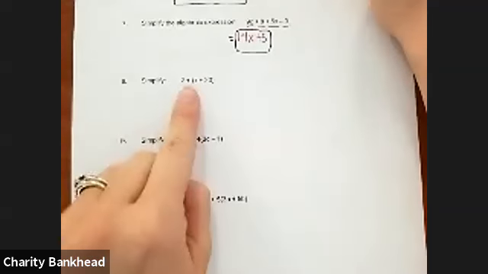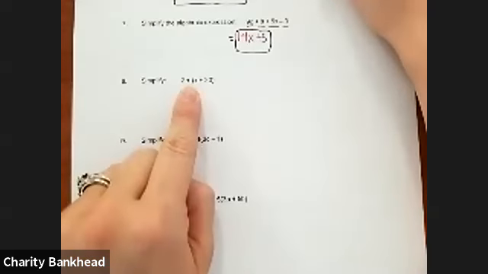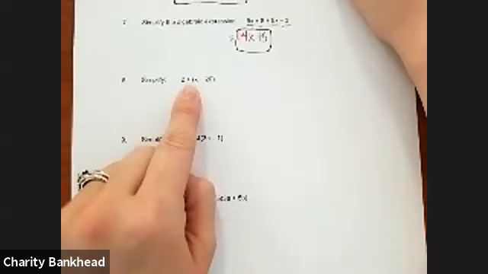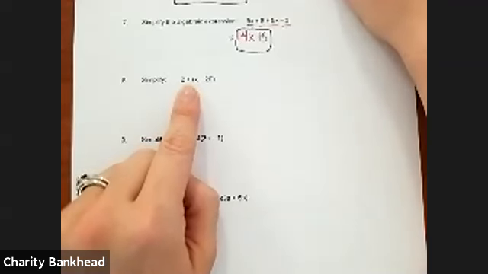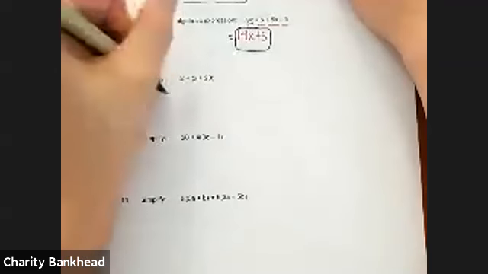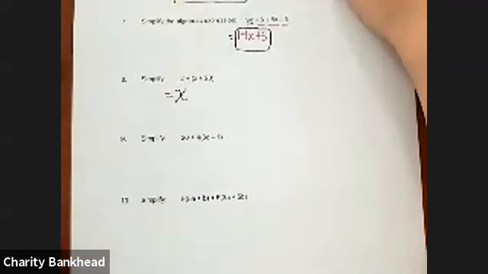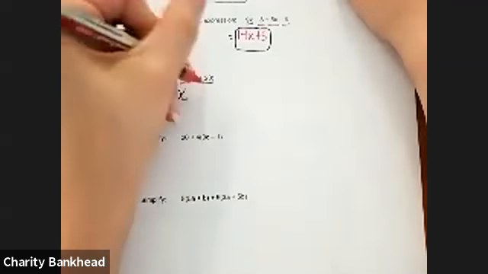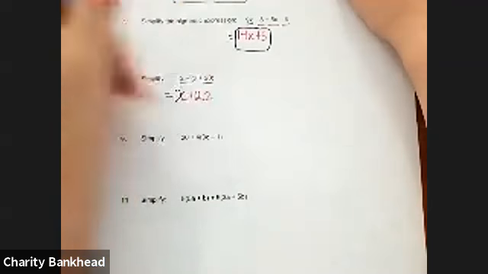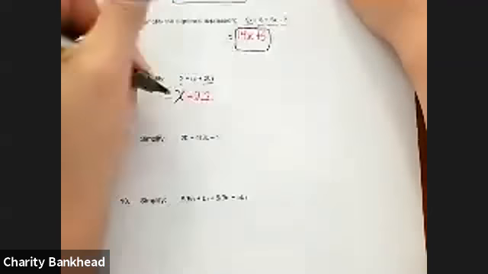Number 8. In this case, there's really nothing I need to distribute. So those parentheses, I'm just going to ignore them. So it's really just 2 plus x plus 20. So I'm just going to bring down the x, and then I'm going to combine the constant terms, which is the 2 plus the 20, and that equals 22. So x plus 22 would be the final answer.